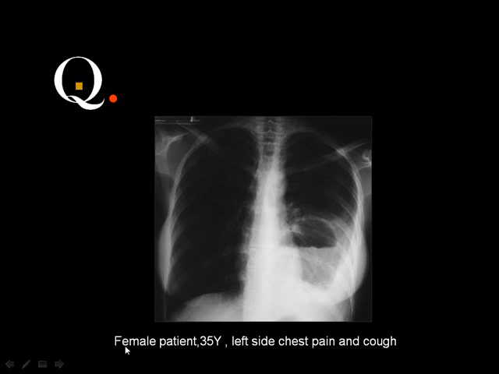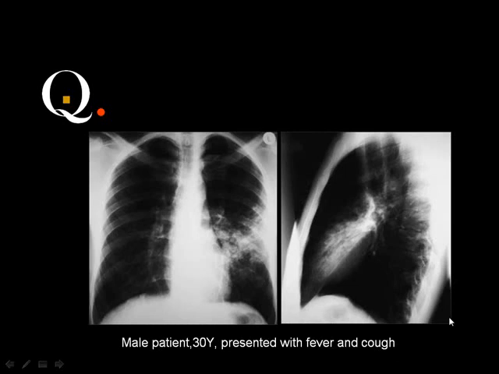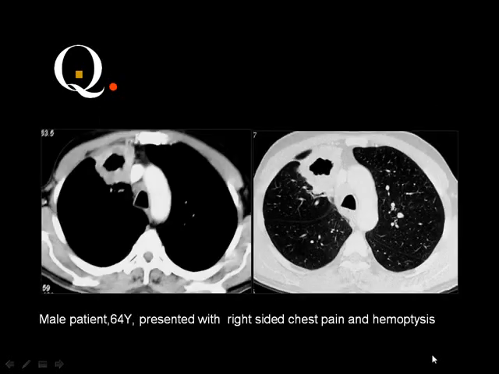Abscess? Yes, and you see the wavy appearance of the fluid level. This is the rupture, the hydatid cyst. Nodule mass batch cavity? Batch. The diagnosis is pneumonia. Nodule mass batch cavity?